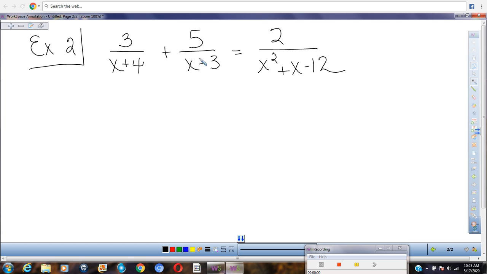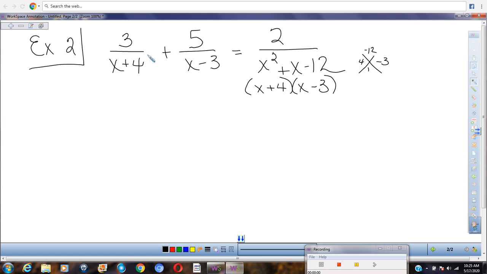This one's factored. This one's factored. This one is a trinomial. I'm going to draw ourselves a little x over here. Negative 12 on top, 1 on the bottom. Going to give me 4 and negative 3. So this factors to (x + 4) times (x - 3).